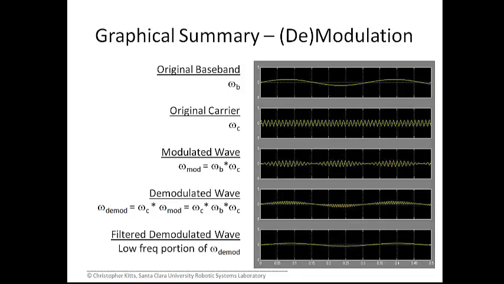And then you see the demodulated wave, which may be a little harder to understand. But that same information is in there. And then when I filter out the high frequency component, we basically get a copy of the original baseband. You can see its amplitude is different, but that is the original baseband signal.